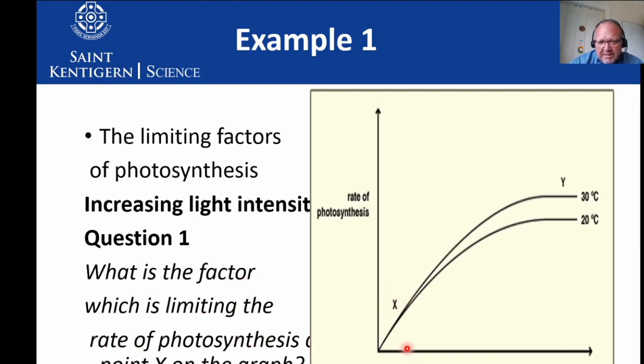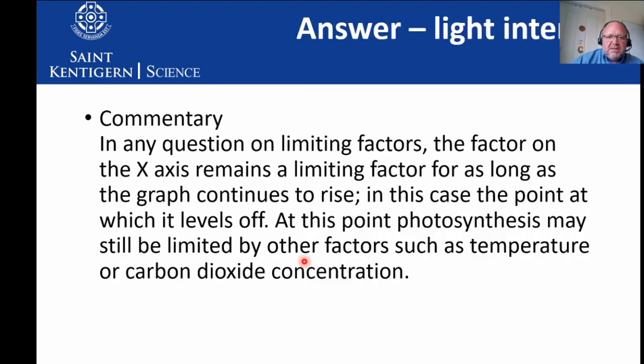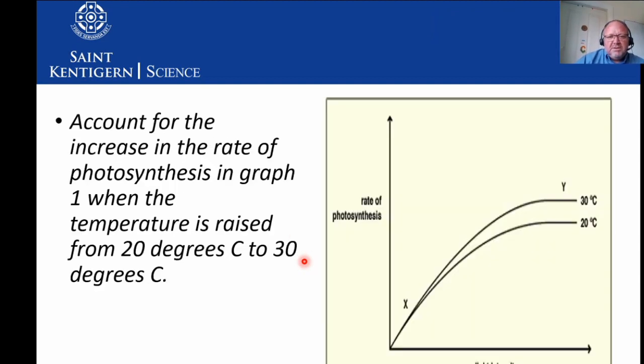And you can simply say that it is going to be light intensity, because it is before the carbon dioxide or the temperature plays any role. Can you see? We're before temperature starts to change. So in this case, the only thing that's going to affect the rate of photosynthesis is the light intensity. At this point, photosynthesis may still be limited by other factors such as temperature or carbon dioxide, but it's before the levels start to decrease.